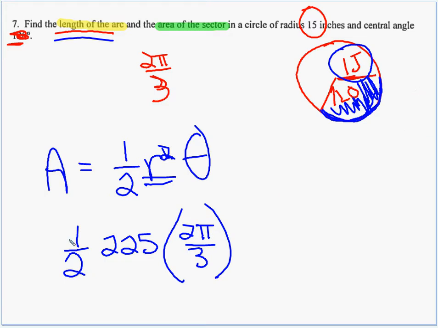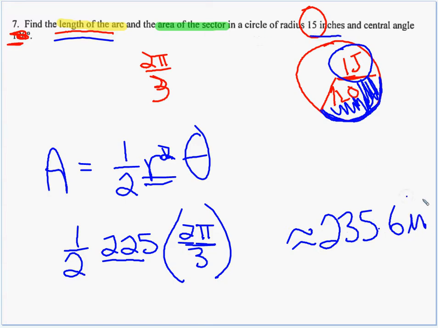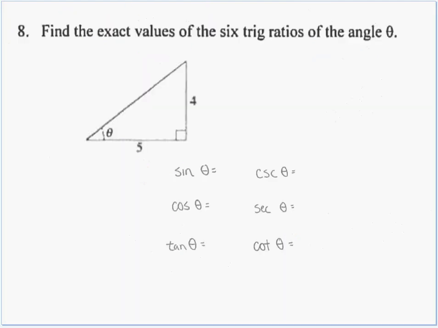Okay, now at this point I would take out my calculator and do 225 times 2 times pi, get that value, and then divide by 6. My calculator told me that the area is approximately 235.6. Our units here are inches, so that will be inches squared because we're dealing with area, and there's my decimal. Okay, so that's number 7, 2 problems in one, arc length and area of a sector.